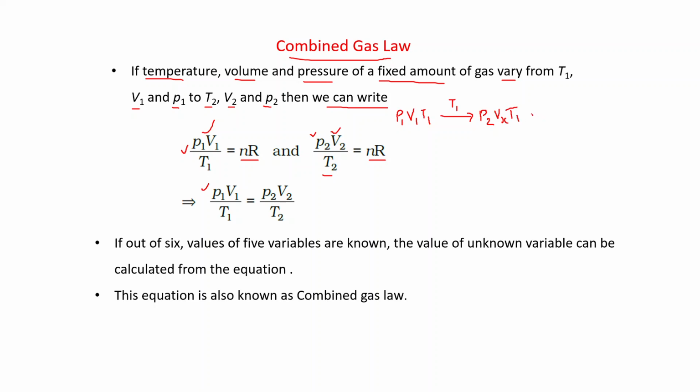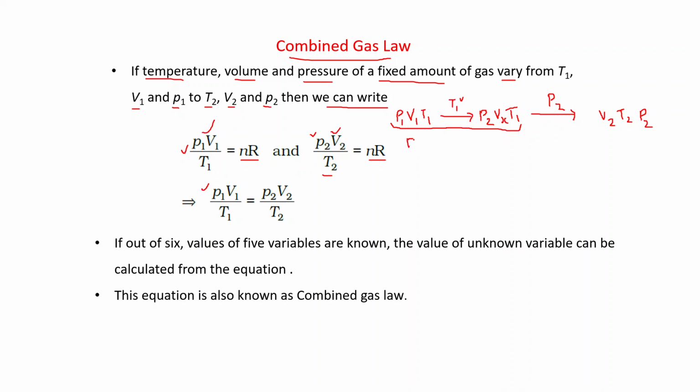Okay, now at constant pressure, if we change the temperature, then this becomes T2, and the volume will also change, and this becomes V2. This change is taking place at constant pressure. Now we can say this is as per Boyle's law, because temperature is constant.